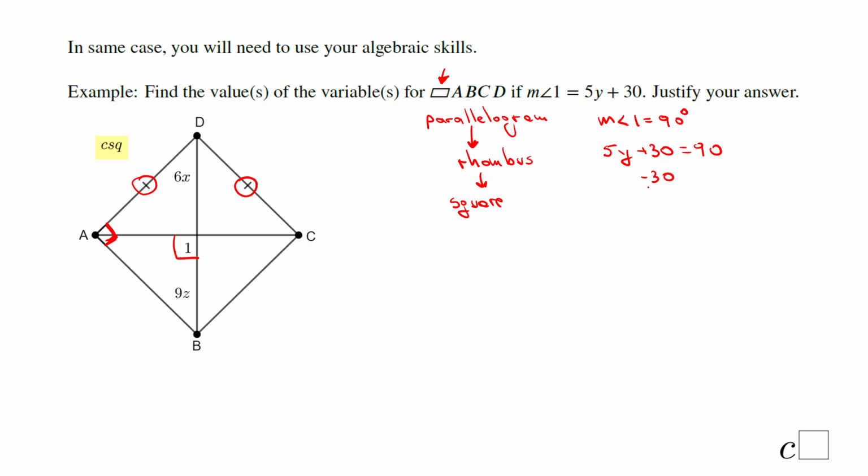Subtract 30 here, and we have 5y equals 60 divided by 5, and we have y equals 12. So we did the first part, we found y. How do I find this x? If you remember, we have a property for these angles like this one here.